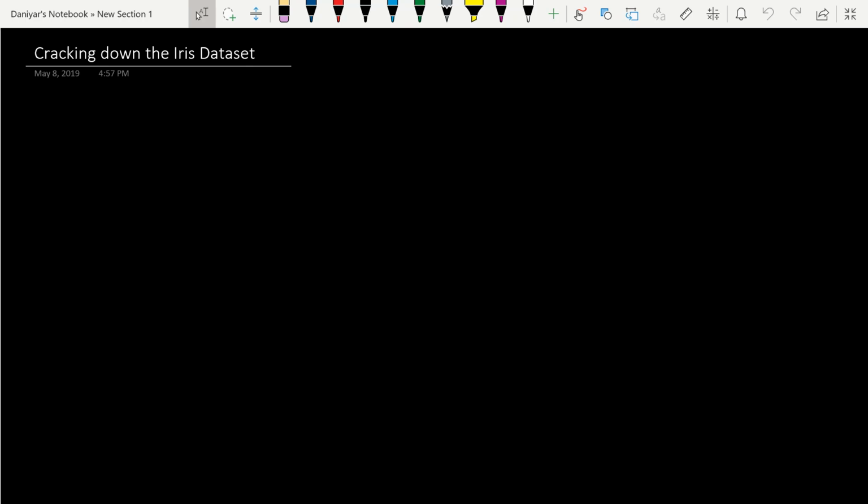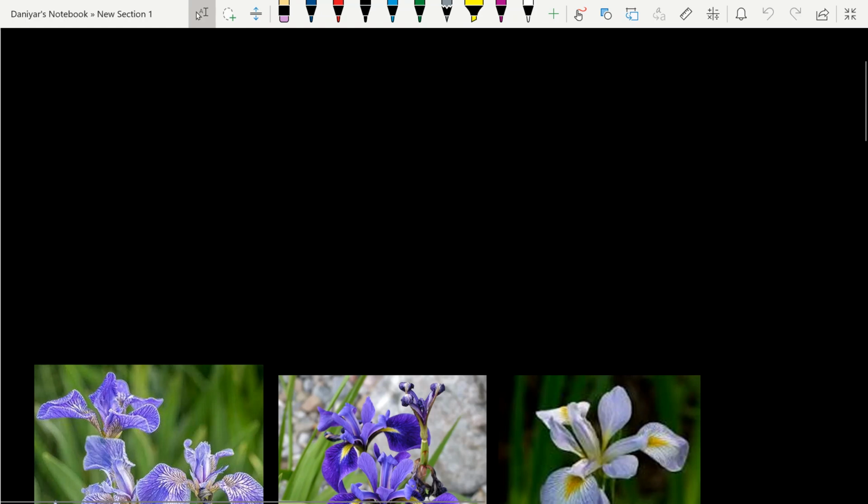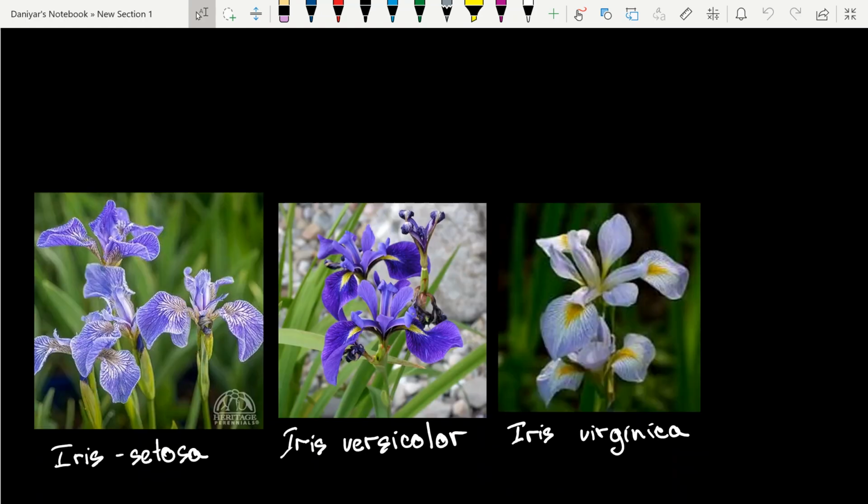So what is the iris dataset? Iris dataset is a dataset of 3 different species of irises: Setosa, versicolor, and virginica. And what you're trying to do is use the characteristics of these flowers to classify which flower it is without actually seeing the flower. And those characteristics are here.